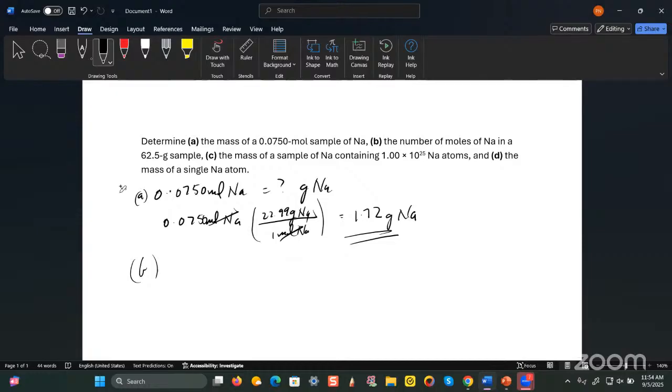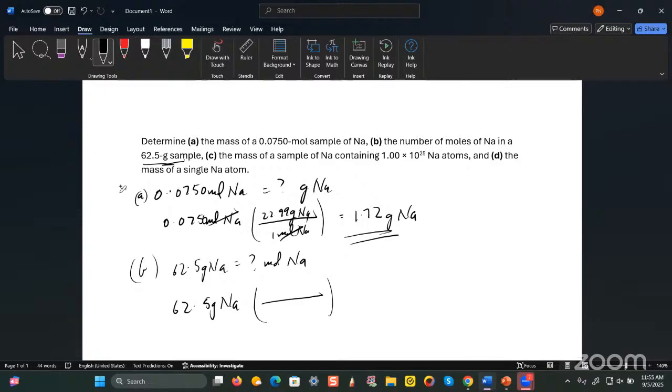Okay, the next one, they gave you the mass of sodium, right? They gave you 62.5 grams of sodium, and they're asking for the moles of sodium. So this is the reverse of what we just did. So we're going to start off with 62.5 grams of sodium. So my question to you is, what would be in the conversion factor here? In other words, what would be in the numerator and what would be in the denominator? So what say you?